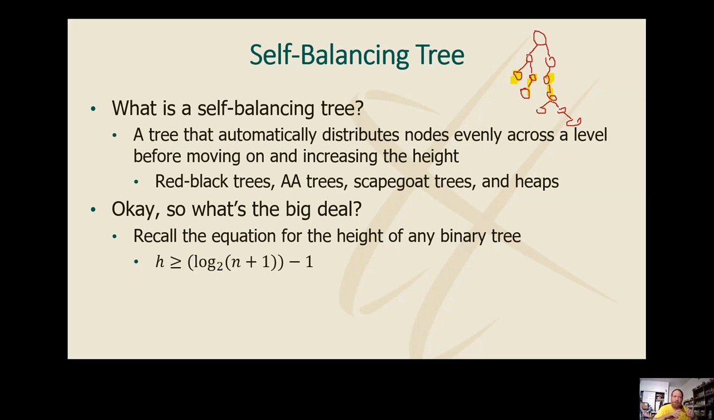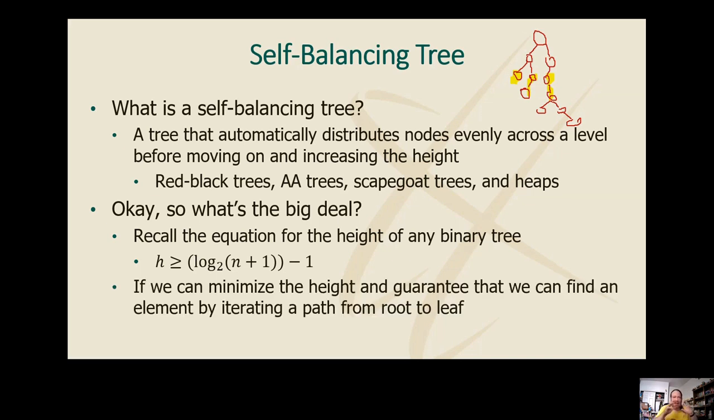Well, if we can minimize that height, then that means that we can get to any node in the tree by iterating in a path from root to leaf, and we can minimize the calculation. We can guarantee a minimum calculation of big O of h, which is a log process. So if we can keep our tree relatively balanced, we can keep our height minimized and make our processes as fast as possible.